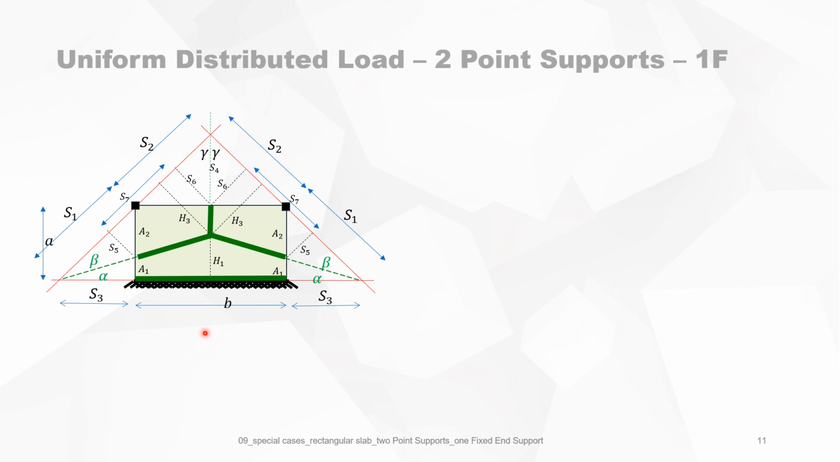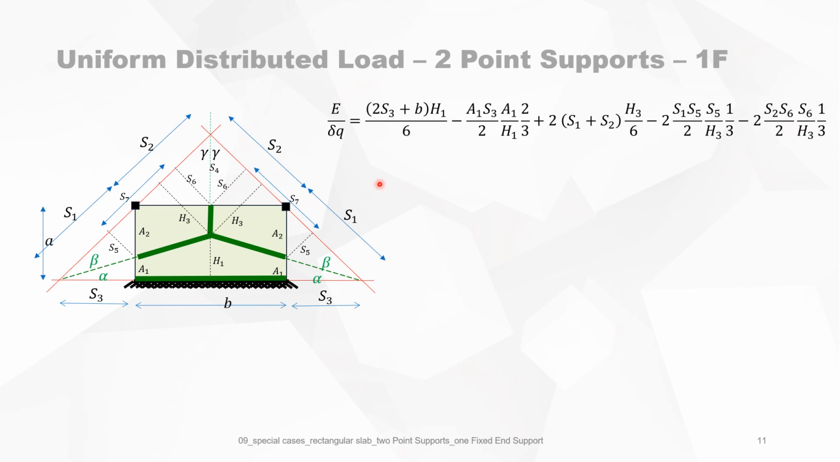Then when we have all those geometric parameters in function of x1, x2 and mu, we can start calculating the work done by the external forces. It's E divided by delta Q. And then you will see that we are working with triangles. For instance, take this triangle. The surface of this triangle is H1 times its base, which is B plus 2S3, divided by 2. And the mean deflection is H1 divided by 3.